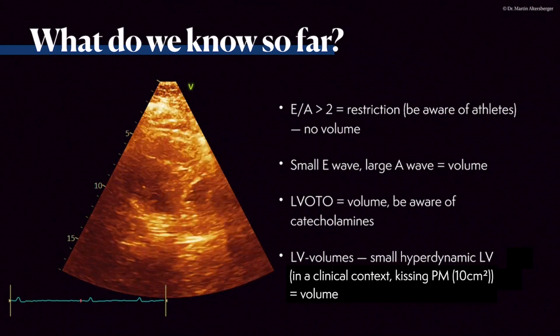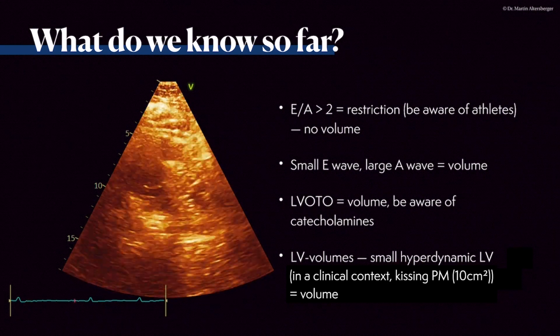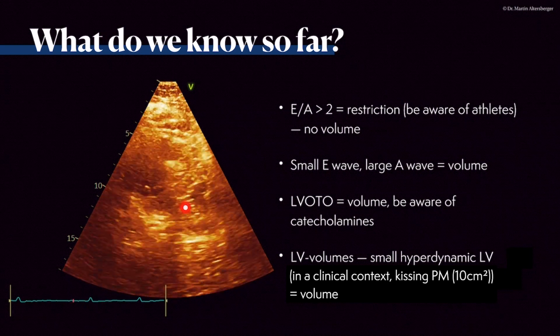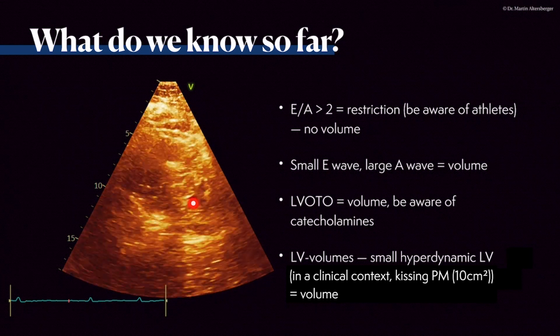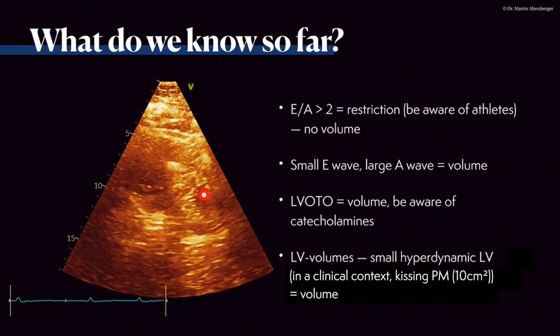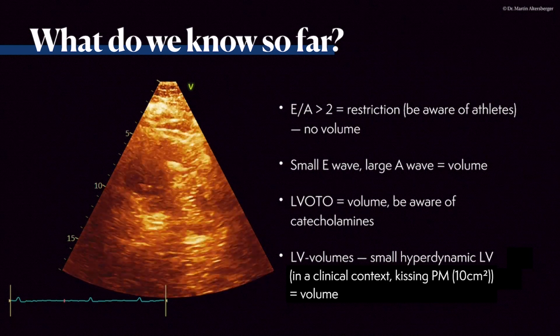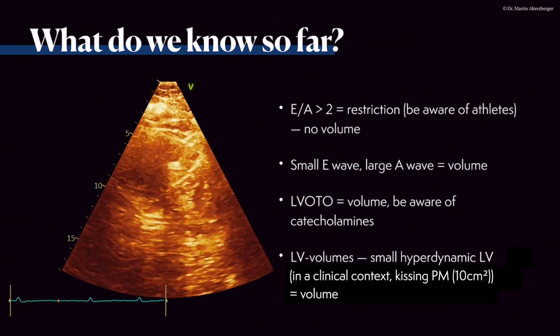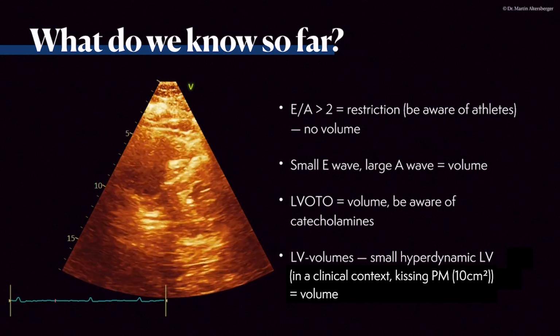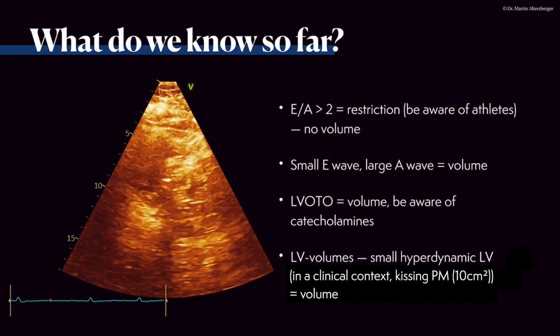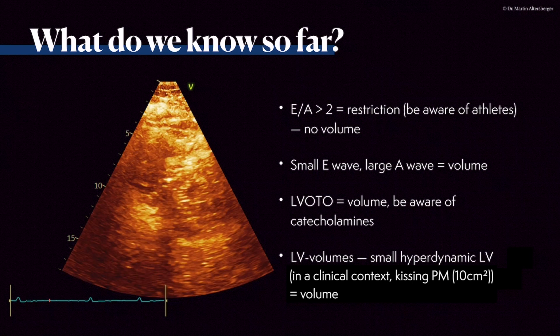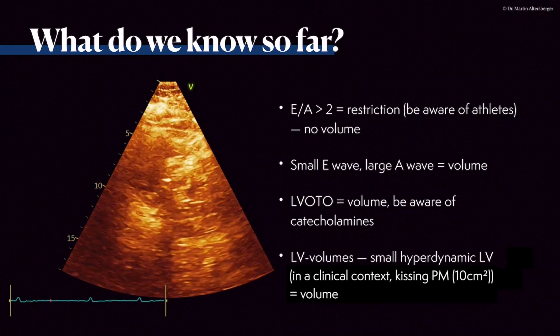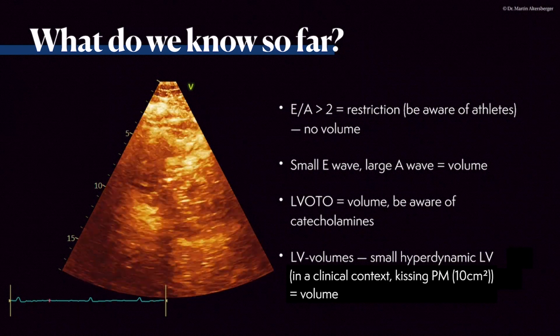If it is small and hyperdynamic, of course, in the clinical context again, with these kissing papillary muscles, so here the papillary muscles, the posteromedial and the anterolateral, and they are kissing each other, which means that there's hyperdynamic left ventricular function present, which again could mean that there is volume needed. If the overall area is below 10 square centimeters, this patient most likely needs volume.